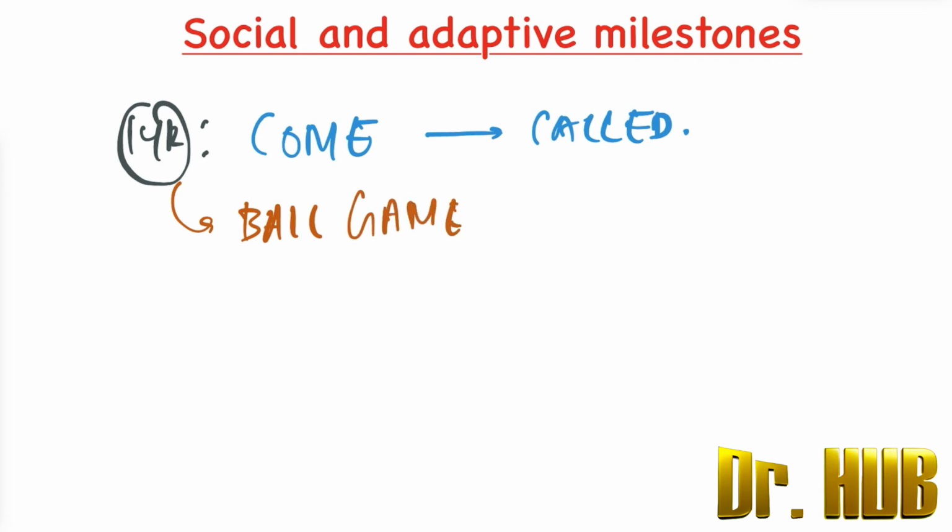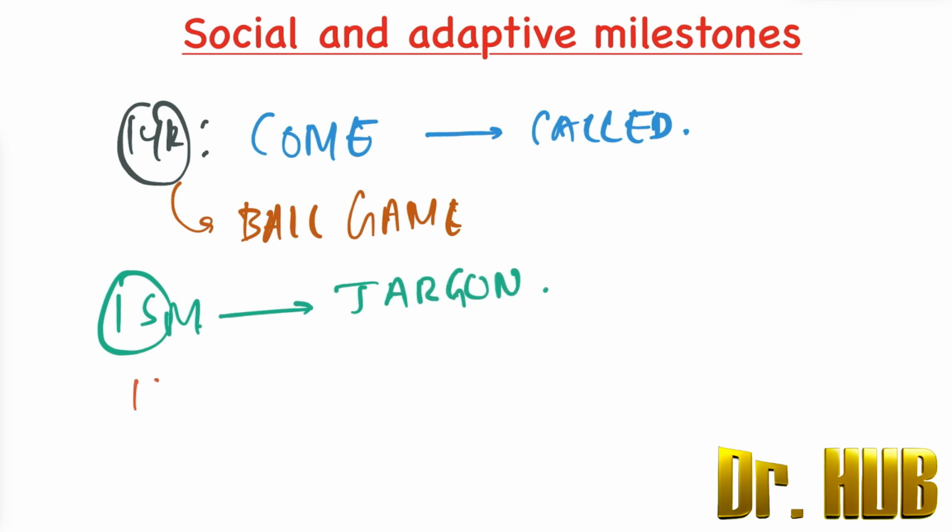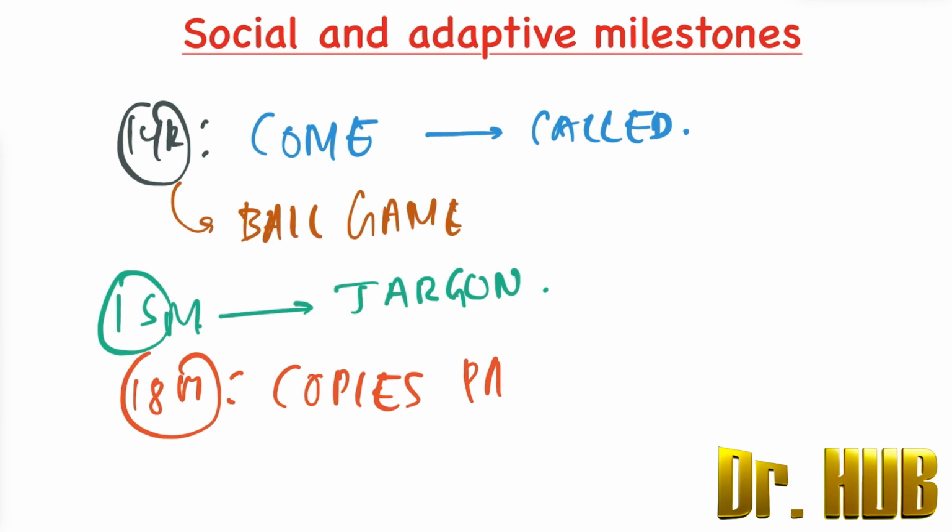Now when you look at 15 months, that is 1 year 3 months, the child gives jargon. At 18 months, it copies the parent in the task. So it copies the parent, and this is in the task.